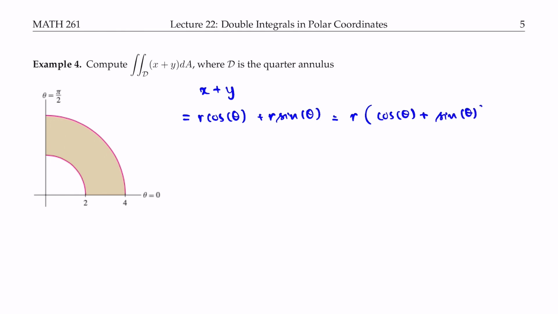So the domain D, instead of the set of points x, y, for x between 2 and 4, and y between g1 of x and g2 of x.